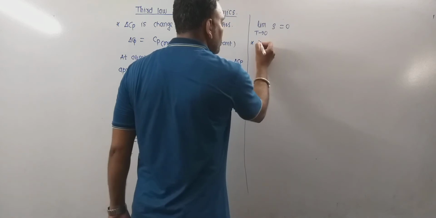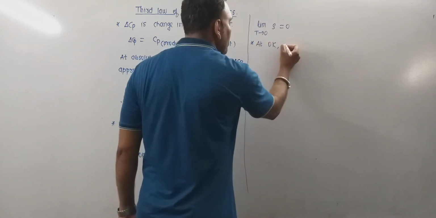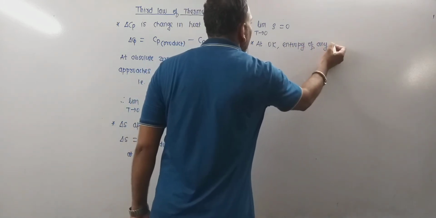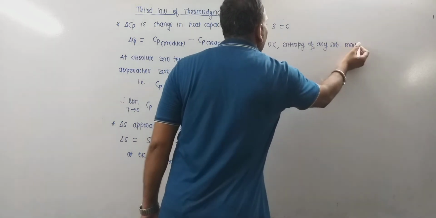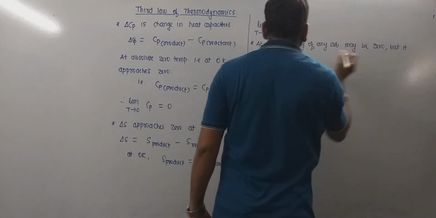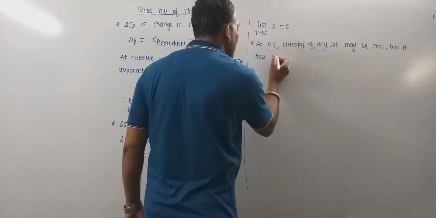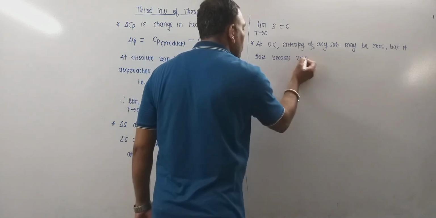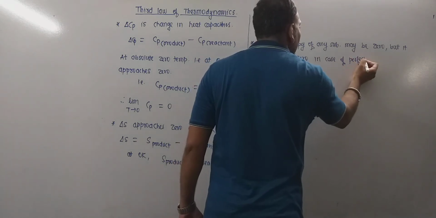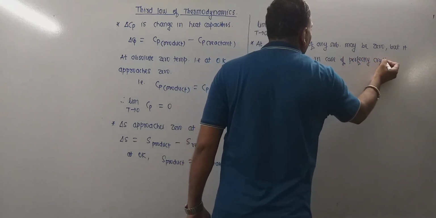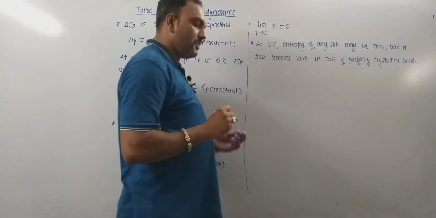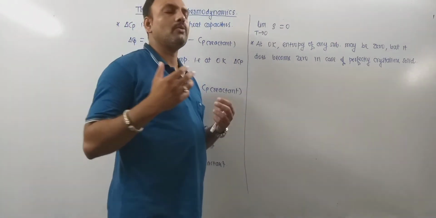So what does the third law say? At 0 Kelvin, the entropy of any substance may be 0, but it does become 0 in case of a perfectly crystalline solid. So perfect solids have zero entropies at absolute zero temperature.